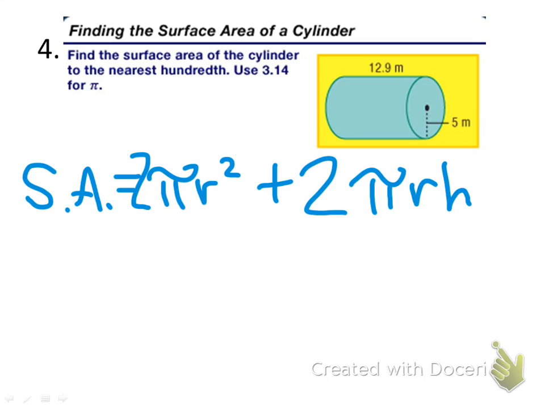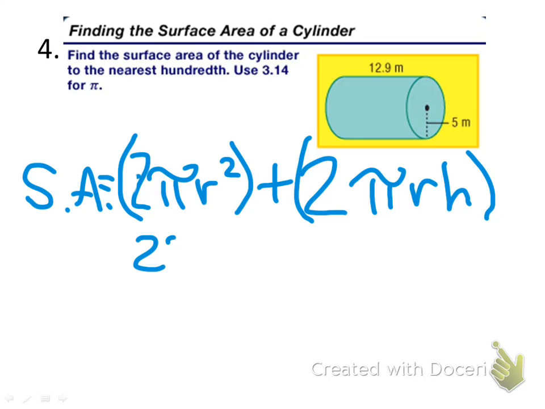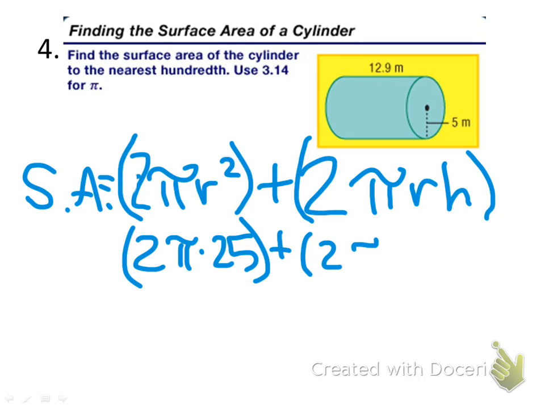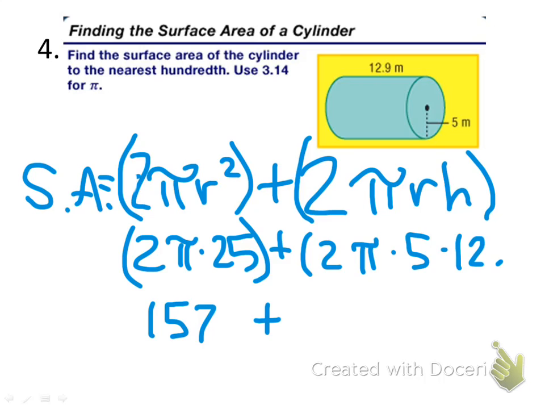Okay. So what was our radius? 5. So 2 pi times 5. 5 times 5 is 25. Can somebody put that in their calculator, please? Jack? 2 times 25 is 50. 50 pi. 50 times pi is? 157. That is correct.